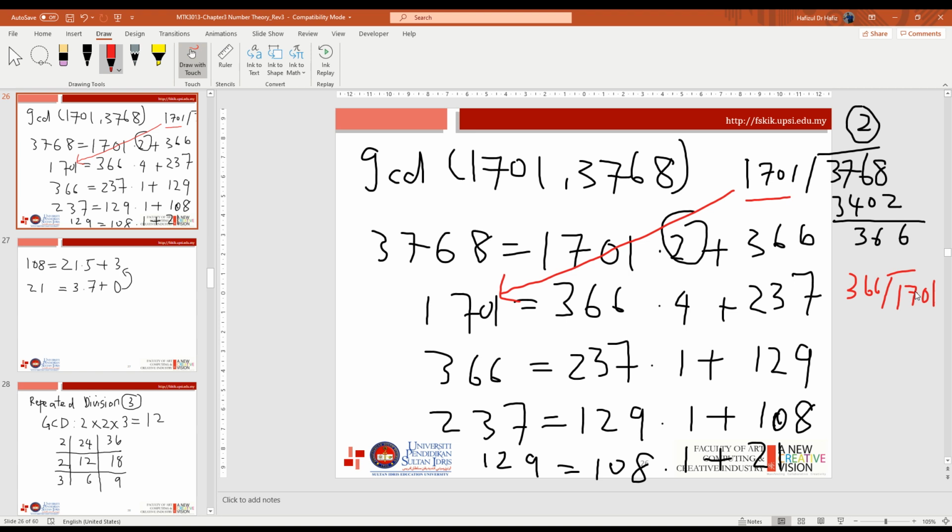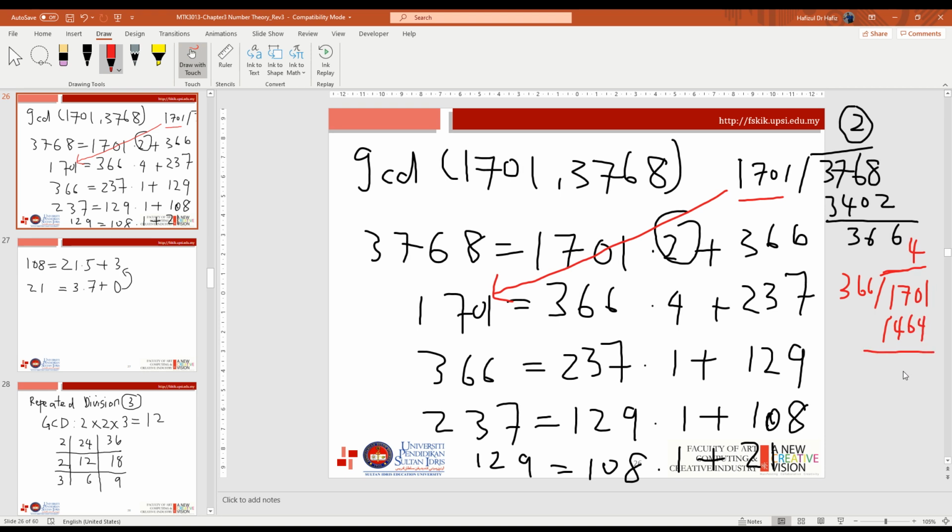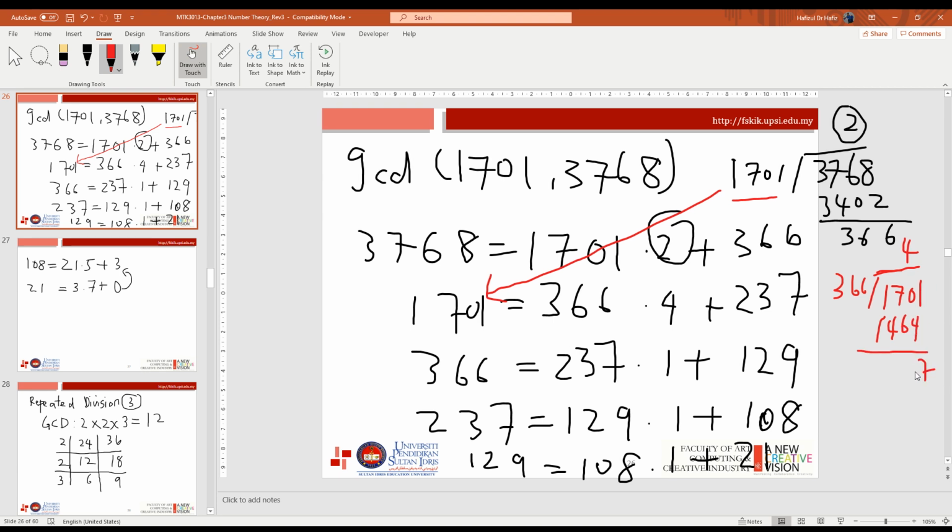1701 multiplied by 4. Berapa? 1464. 1464. And then you got 7 3 2 3 7 here, and then 366 here.